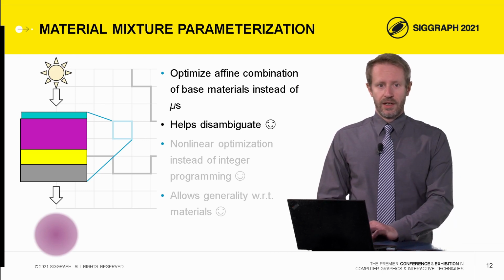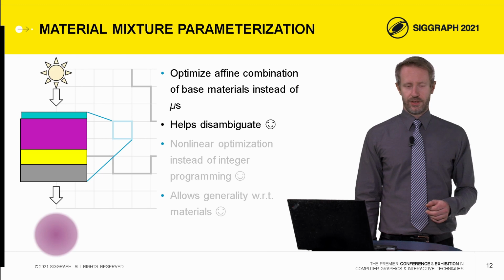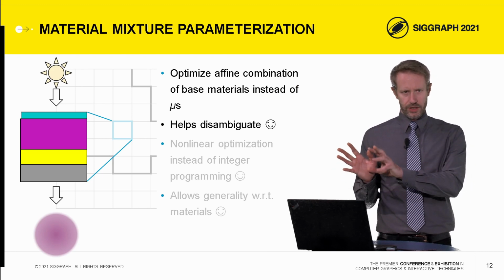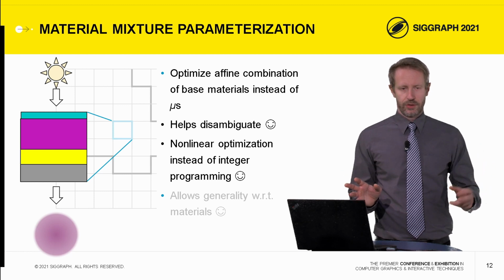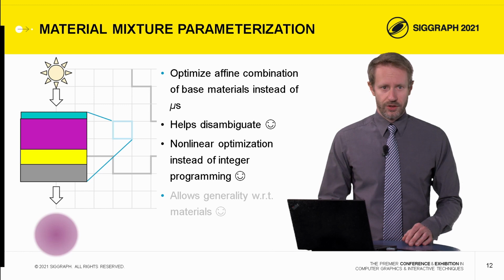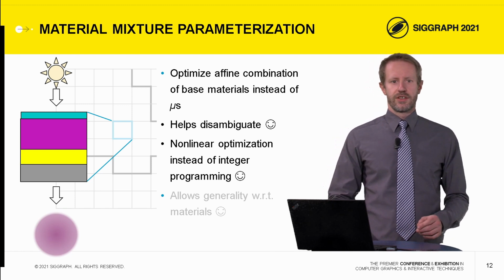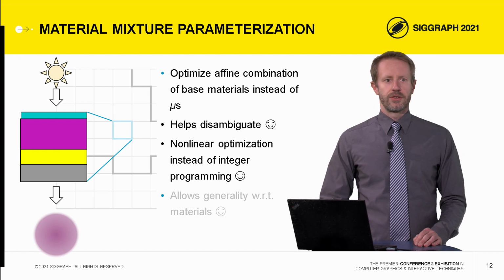Now, remember that we introduced this parameterization to relax the optimization problem and turn it from integer programming to a nonlinear, non-convex optimization problem. And of course, the parameterization also has other advantages, such as making our method general with respect to the available printing materials.